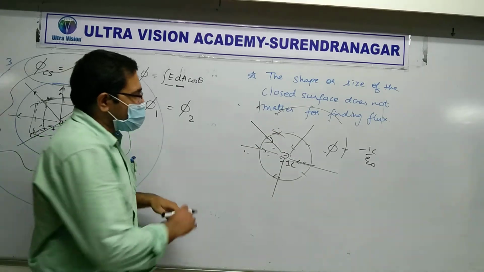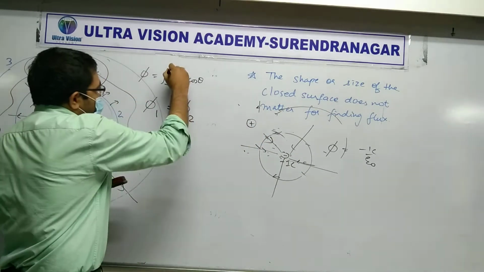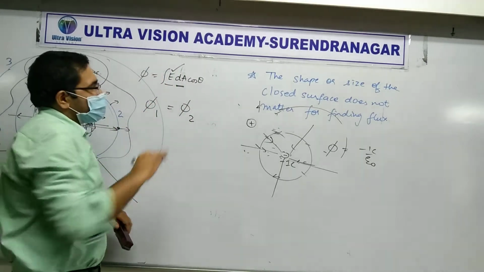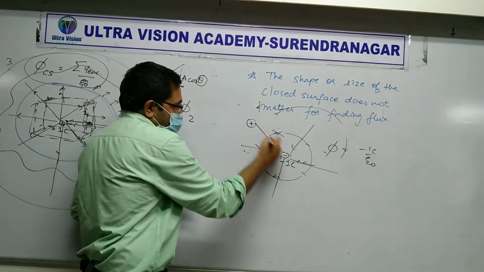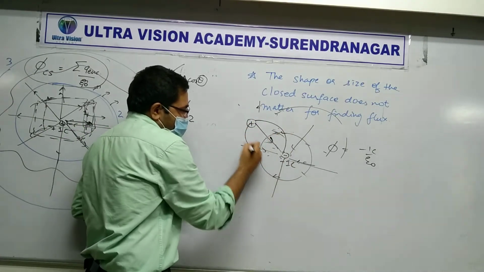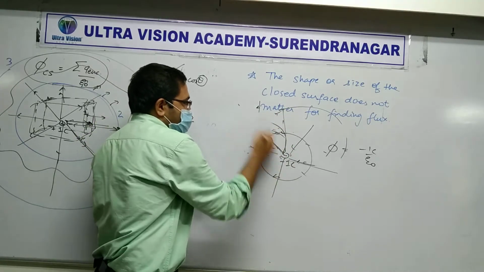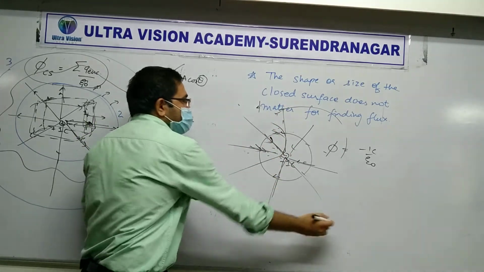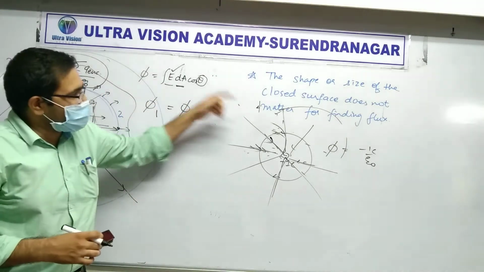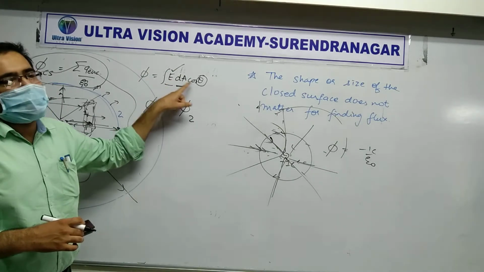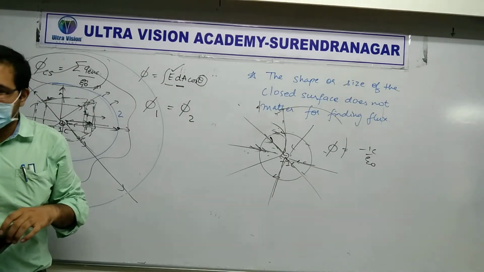So by putting a charge on the outside, you are changing E, of course. But somehow the angle theta will also change. For example, when the positive charge is here, the field lines come like this at different angles. The moment you remove this charge, all the field lines become straight. So by putting charges outside, you are changing E and you are also changing theta. Ultimately, the flux remains. Got it?